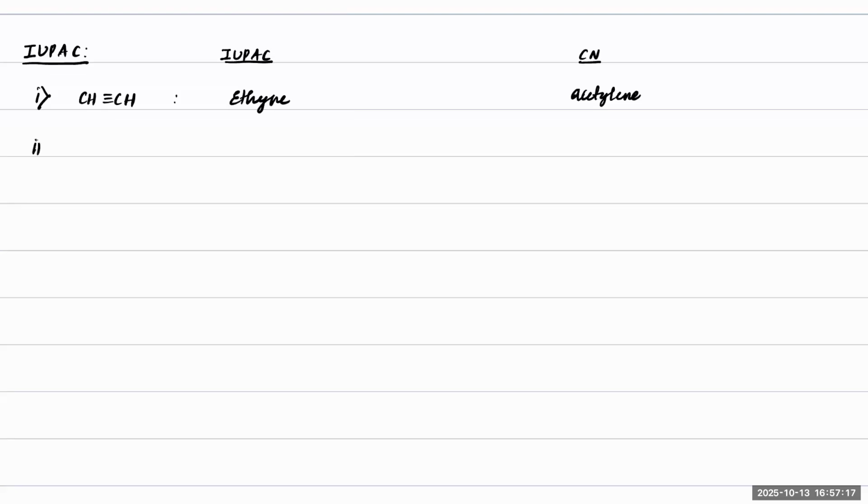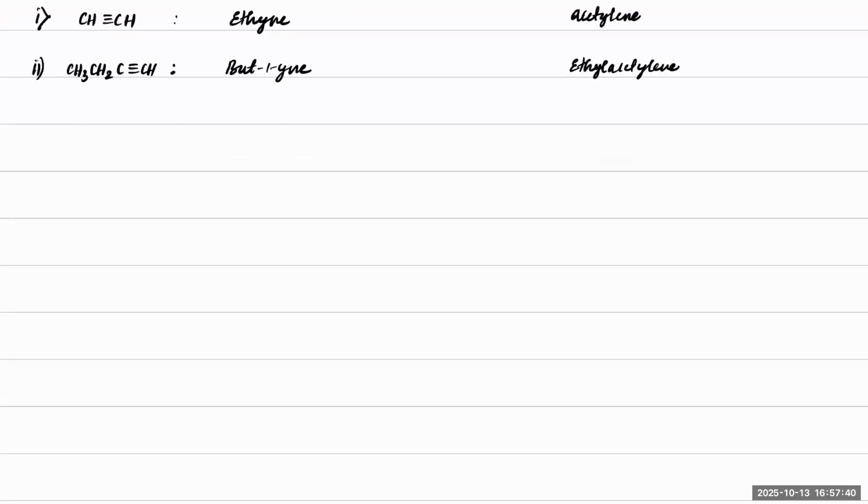Similarly, if by chance I have CH3, CH2, C triple bond CH, then this is called but-1-yne, or simply butyne. We can use it as but-1-yne or simply butyne. The common name is like an ethyl substituted on acetylene. So this will become ethyl acetylene. Got it? This part I hope you understood.